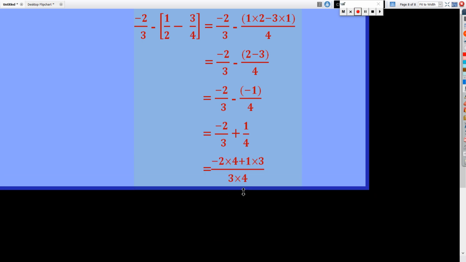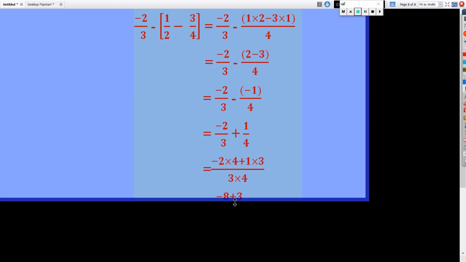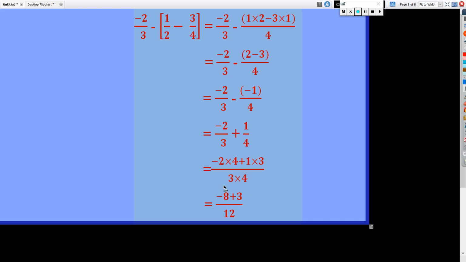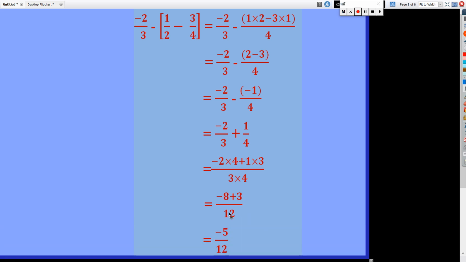Then take LCM in another way. Without taking LCM also you can do this one. Since 3 and 4 do not have any common factor, do cross multiply: negative 2 into 4 plus 1 into 3 by 3 into 4. This is another method to add. Here you will get negative 2 into 4 is negative 8, plus 1 into 3, by 12. Negative 8 plus 3 is equal to negative 5 by 12. Hope you got the answer.